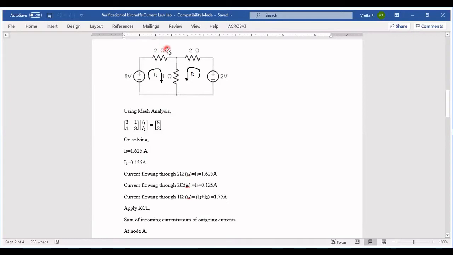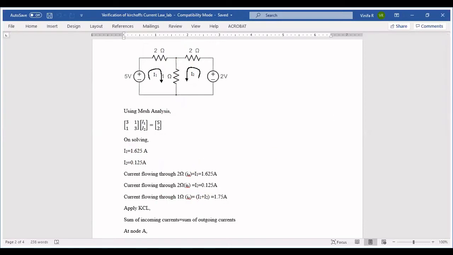By using this I1 and I2, we are going to find the current flowing through the 2 ohm resistor. This is IA, this current is IB, and this current is IC. The current flowing through the resistor, IA, is the same as I1, and the direction is also the same. So IA is equal to I1, that is 1.625 amps. IB is equal to I2, that is 0.125 amps. IC is flowing through the 1 ohm resistor: I1 plus I2, that is 1.75 amps.